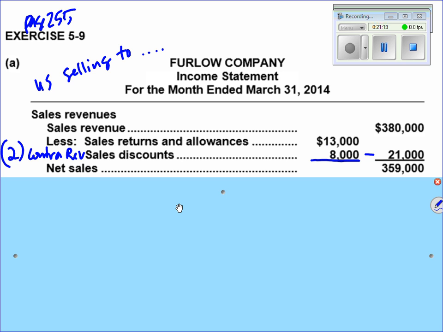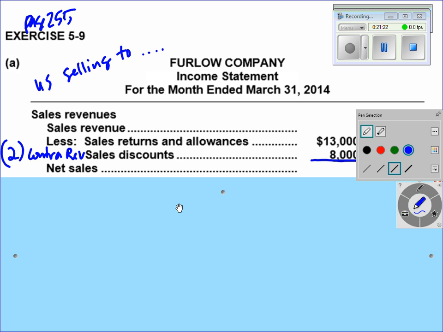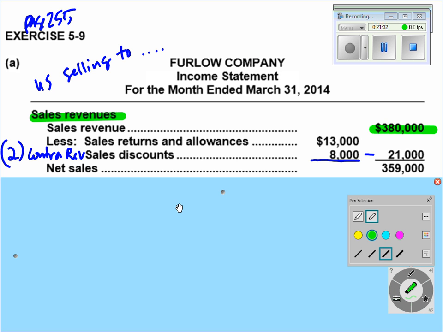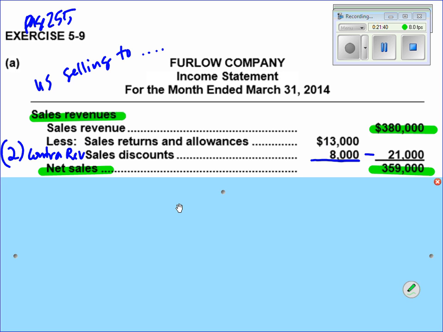Now, if you have a highlighter, it might not be a bad time to get that out. Sales revenue, the 380. Net sales, 359. Now, why I'm having you highlight is because these are kind of like the big hoops of the multi-step income statement. You're also going to need them later to do a ratio, so it's going to help to have them blatantly listed there.